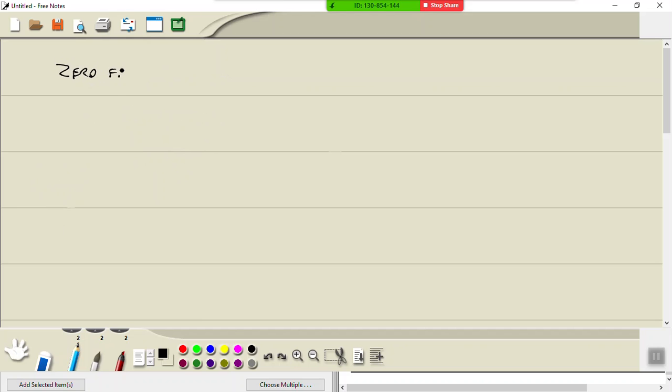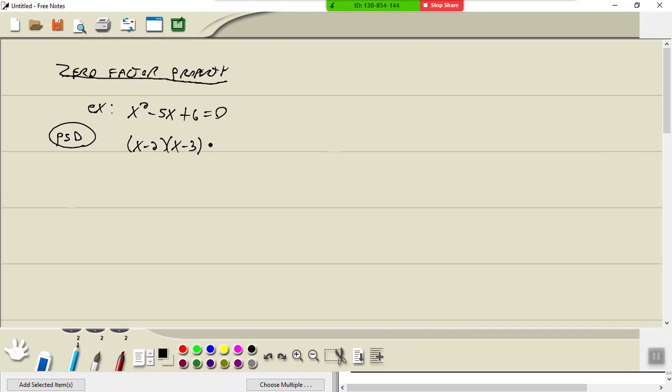This is the zero factor property. And let's say we have x squared minus 5x plus 6 equal to 0. We obviously can't use the square root property because I don't get the squared by itself here. I'd have to take these over to the right side and I'd have an x over here. But this factors using the PST method. So this factors as x minus 2 times x minus 3 equals 0.